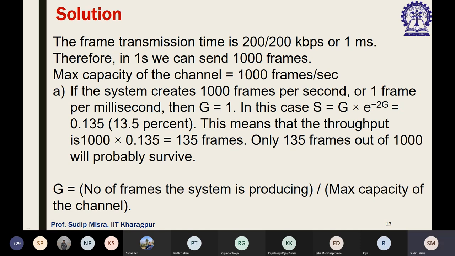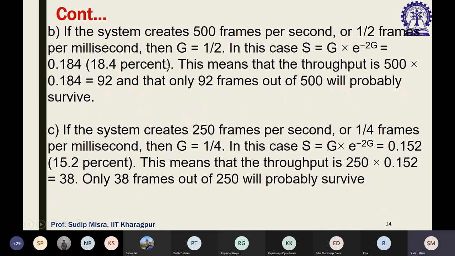So like this, you can calculate the value of G for 500 frames per second and for 250 frames per second, exactly following the same approach that I said. I have worked it out for you over here, so please go through it and you'll be able to understand.